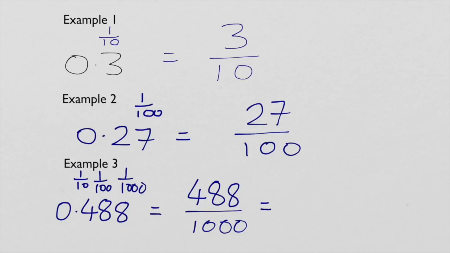And that means that we can simplify that fraction down to its lowest form. And if I keep halving the top and the bottom, I should eventually get 61 over 125, and that is our final answer.